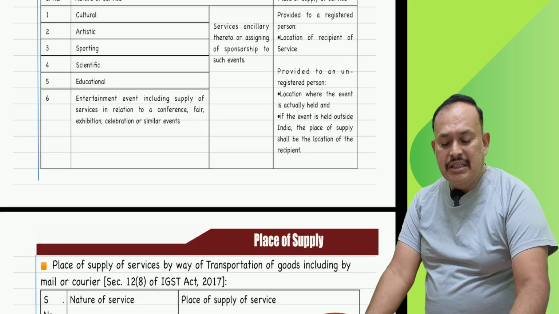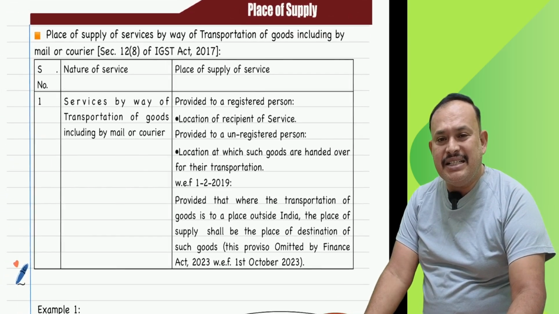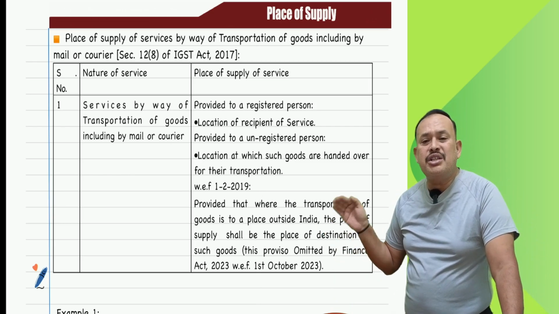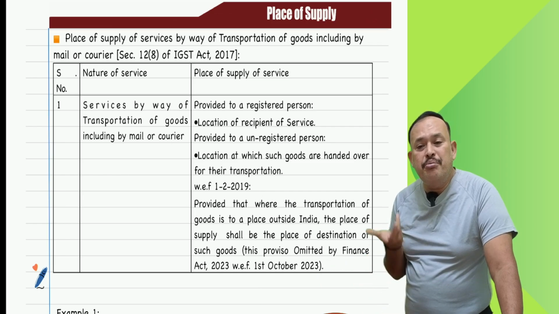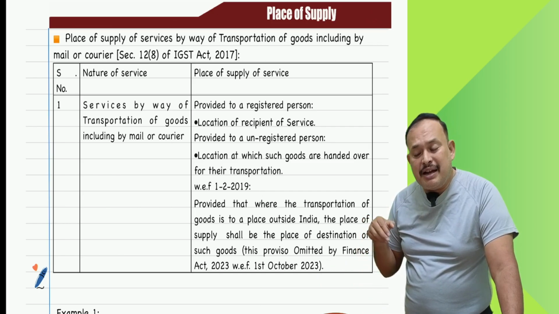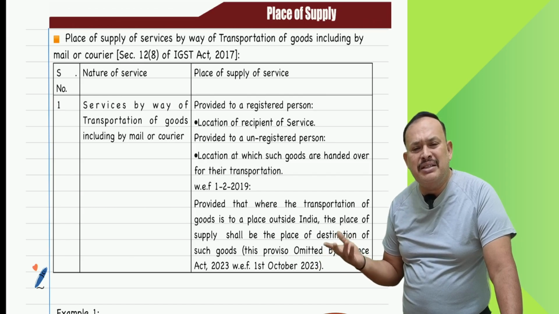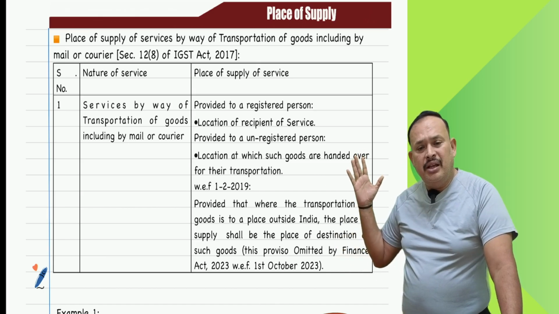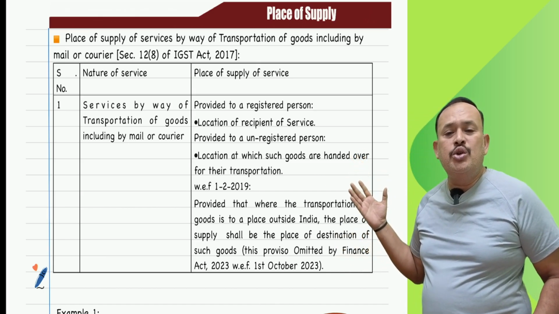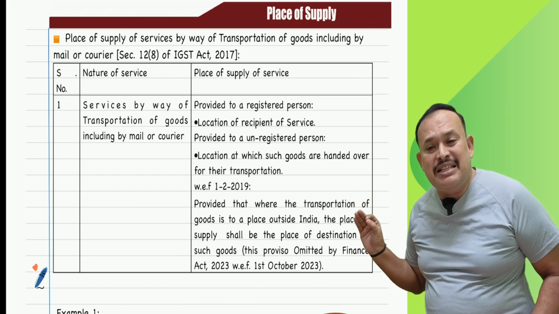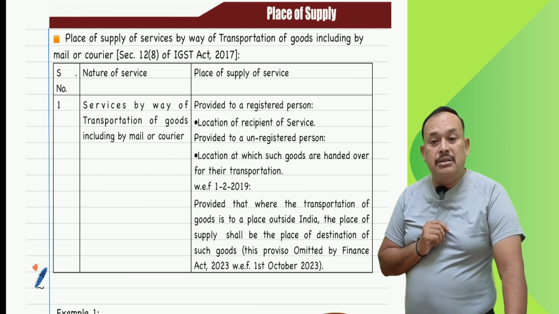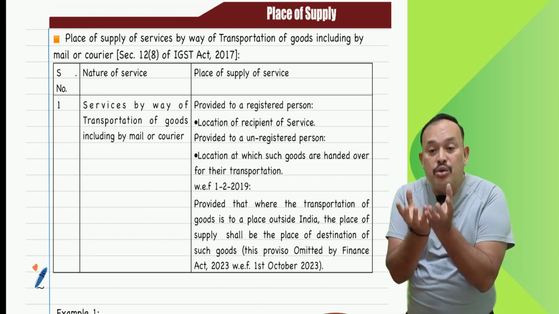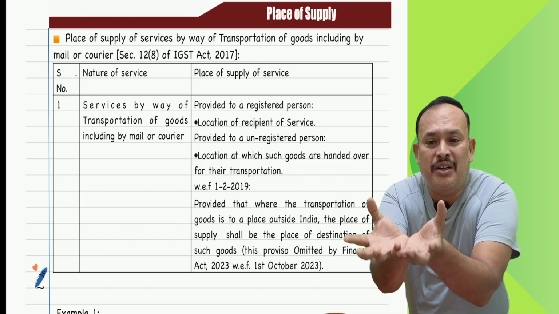Further, referring to Section 12, subsection 8, very important to note. Services by way of transportation of goods. What do we mean by this? The transportation of goods by rail, by vessel, whatever may be the mode, including mail or courier. Place of supply is the location of the recipient if the recipient is a registered person. If the recipient is an unregistered person, then where the goods are handed over to the transporter for transportation.